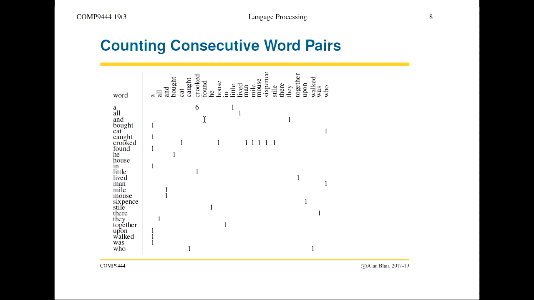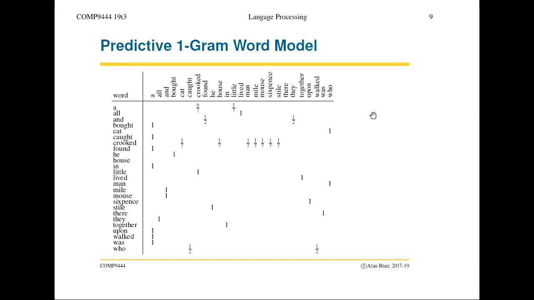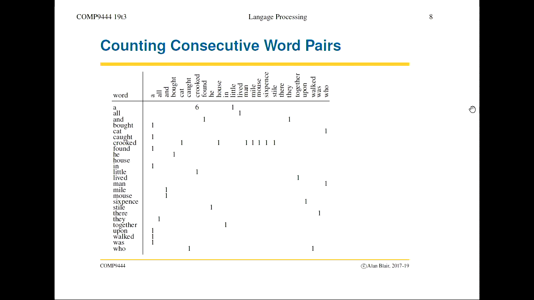Now, one thing you can do with this is use it as a word prediction model. So this is an n-gram model. Let's say you're processing language and the previous word is A, and you want to predict the next word. How would you do that? Well, you look along the row and you say, based on what I've seen, the word A is usually followed by crooked, but sometimes by little.